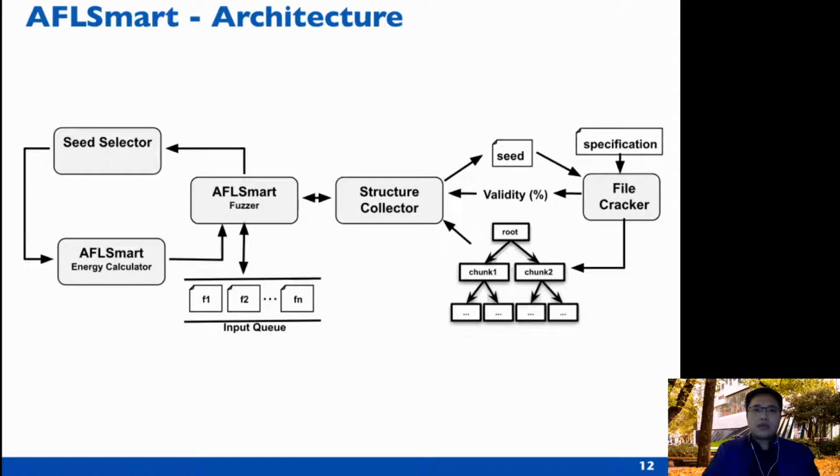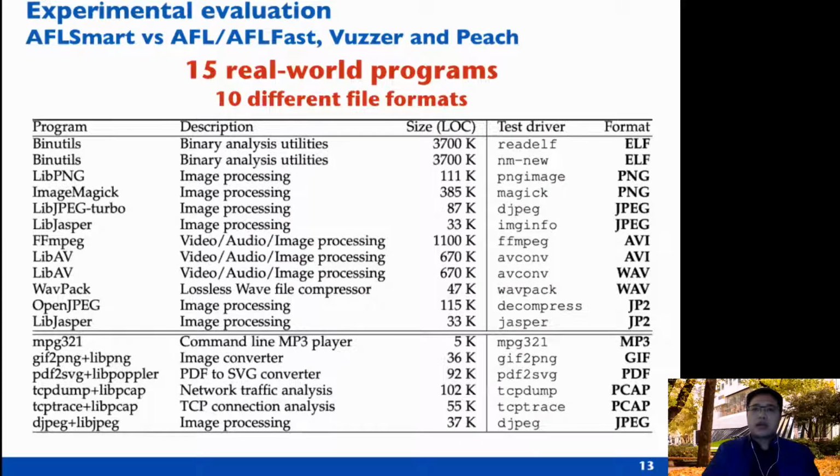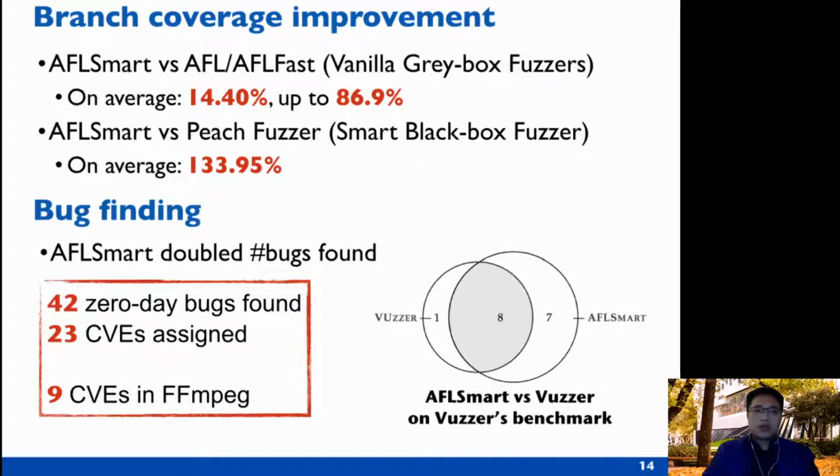And we designed and implemented our tool AFL Smart on top of AFL by integrating the components that I have presented. We evaluated our approach in comparison with the state of the art in gray-box fuzzing, smart black-box fuzzing, and tree-based gray-box fuzzing in 15 real-world programs that take 10 different file formats as input. The results show that AFL Smart clearly outperformed the selected baselines in both branch coverage and bug finding. Notably, AFL Smart doubled the number of bugs found in the selected benchmark compared to all the baselines, and AFL Smart discovered 42 zero-day bugs, in which 23 were assigned CVEs.